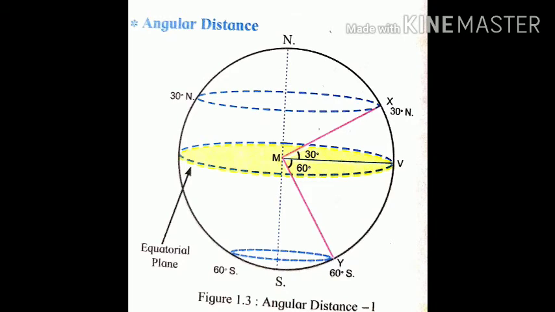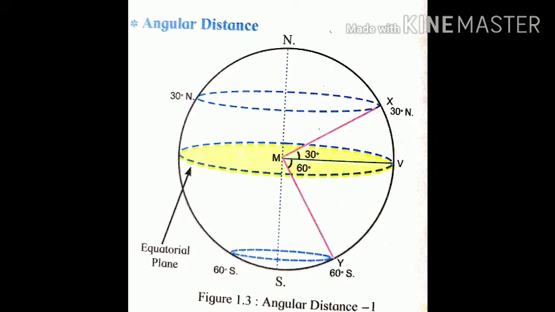The location of any place on the earth is determined with respect to the center of the earth. When we do this, we consider a straight line joining the point on the surface and the center of the earth, as shown in the figure. At the center, it makes an angle with the plane of the equator. Line MV is considered as the plane of the equator over here. The measure of this angle, that is angle XMV, is used to determine the locations.